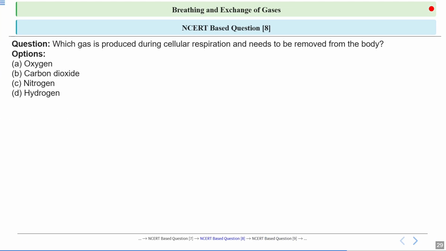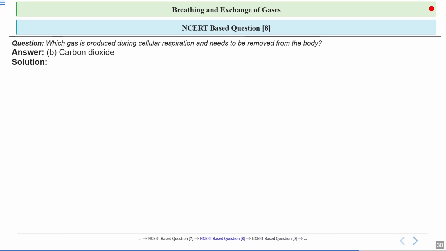Next question. Which gas is produced during cellular respiration and needs to be removed from the body? I think this is a very, very easy question. A. Oxygen, B. Carbon dioxide, C. Nitrogen, and D. Hydrogen. So B. Carbon dioxide, we all know.